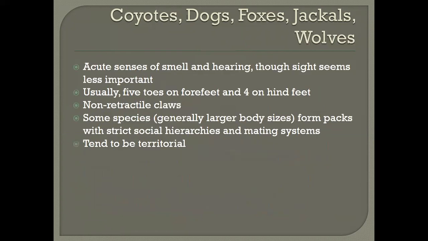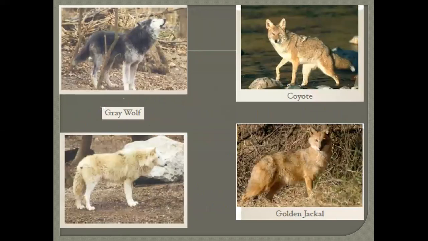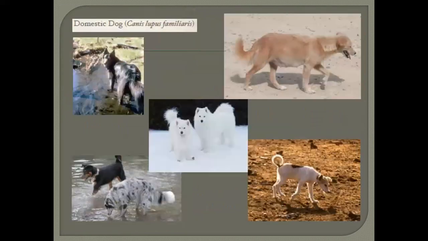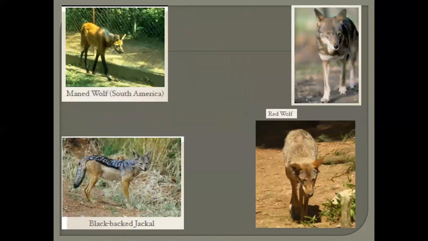They have great senses of smell and hearing. Sight seems less important. They have non-retractable claws. They may have packs, or they may be individual, but either way, they tend to be territorial. So we have some examples here and here, and some more examples.